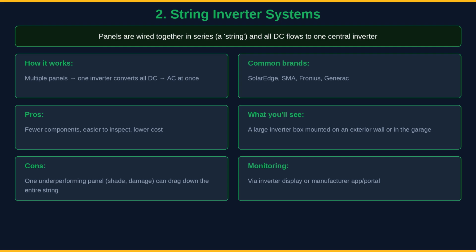Common brands include SolarEdge, SMA, Fronius, and Generac. You'll see a large inverter box mounted on an exterior wall or in the garage. Monitoring is done via the inverter display or the manufacturer's app.